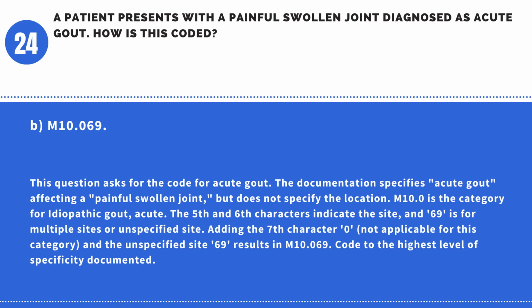M10.069. This question asks for the code for acute gout. The documentation specifies acute gout affecting a painful swollen joint, but does not specify the location. M10.0 is the category for idiopathic gout, acute. The 5th and 6th characters indicate the site, and 69 is for multiple sites or unspecified site. Adding the 7th character 0, not applicable for this category, and the unspecified site 69 results in M10.069. Code to the highest level of specificity documented.